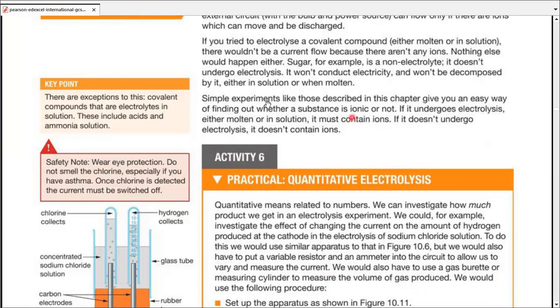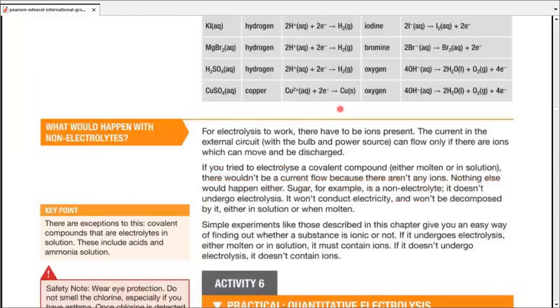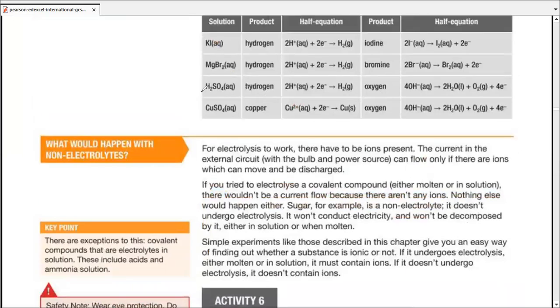All right. However, for covalent compounds, there have been exceptions. The ammonia solution and the acids are the ones that can conduct electricity. And I think performing this example of sulfuric acid already clears that up, right? Yes. Okay.